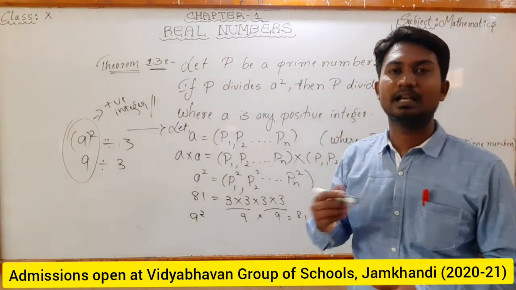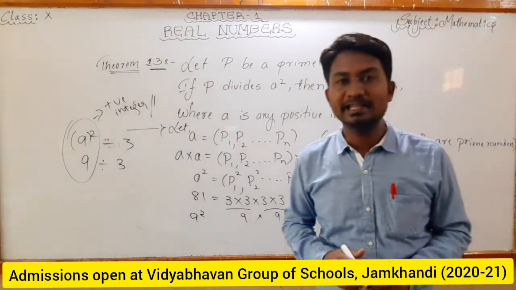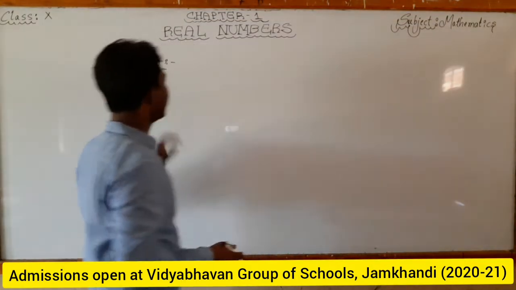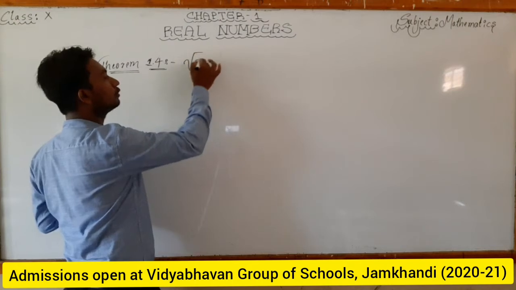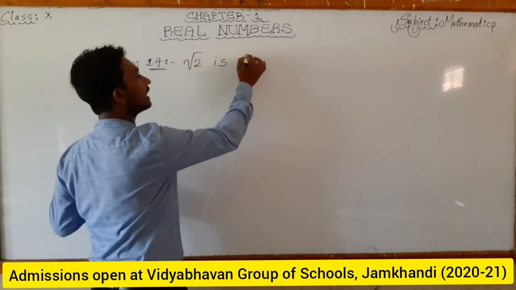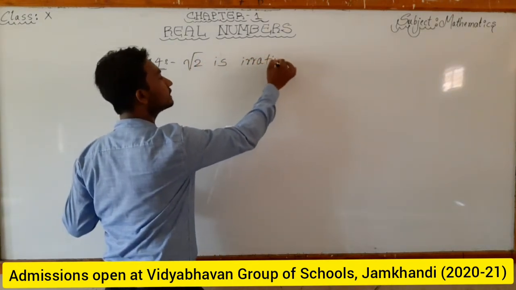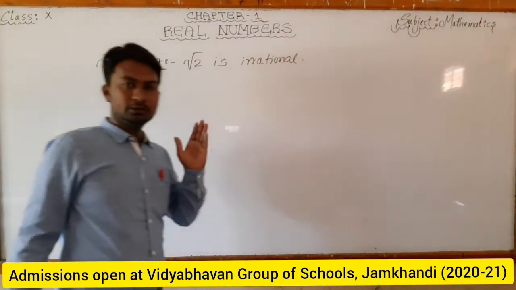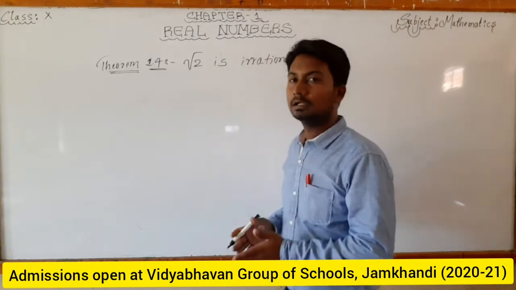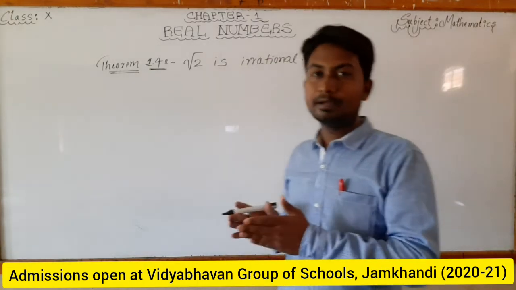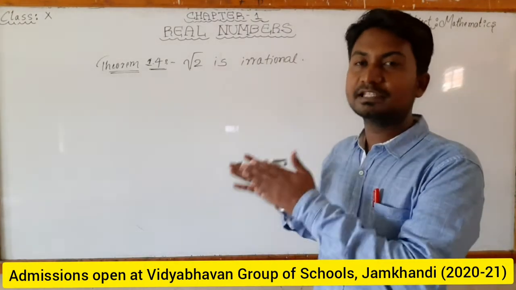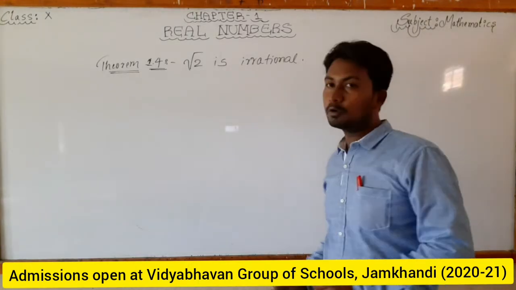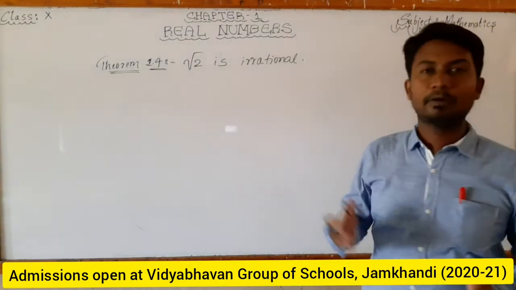Next we will move towards theorem 1.4, that is, root 2 is irrational. In theorem 1.4 we need to prove that root 2 is irrational. You students know that any prime number under a root is irrational. That we need to prove on the basis of theorem 1.3.